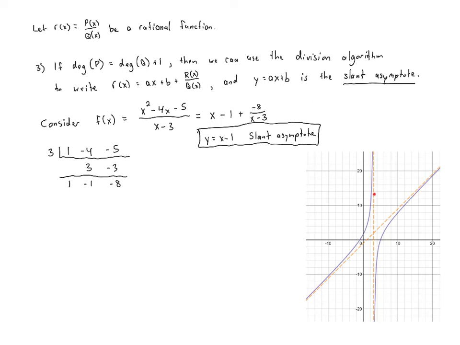I've also graphed the vertical asymptote that we get at x equals 3, because when x equals 3, the denominator is equal to 0 and the function's undefined. So here's an example of a graph that has a slant asymptote as well as a vertical asymptote.